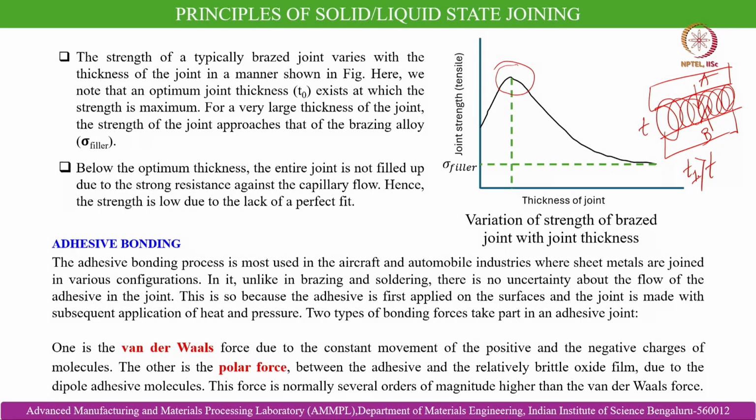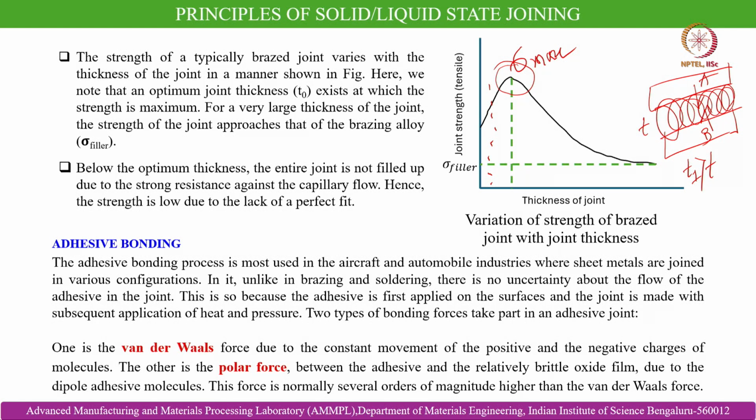However, before reaching that optimum thickness of the joint where the joint strength is maximum, here this is the sigma max that we are getting. Before reaching that joint thickness, if we go with a lesser thickness of the joint, we have seen that the joint strength is below the sigma max.